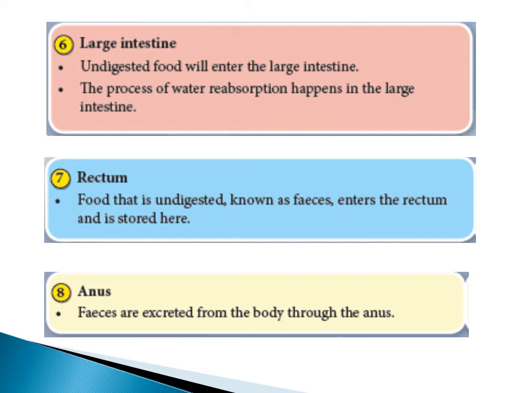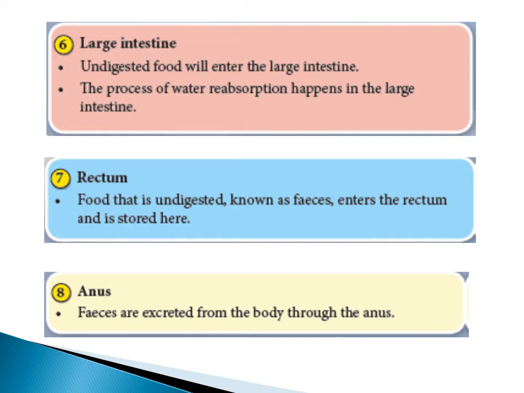Rectum: food that is undigested, known as feces, enters the rectum and is stored here. Anus: feces are excreted from the body through the anus.